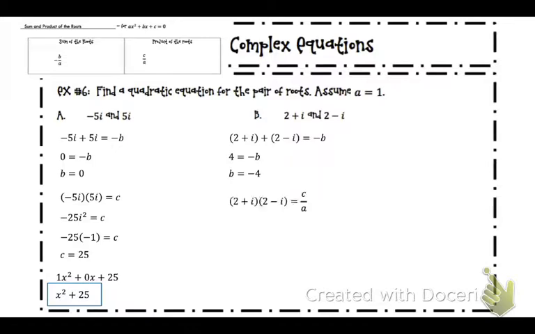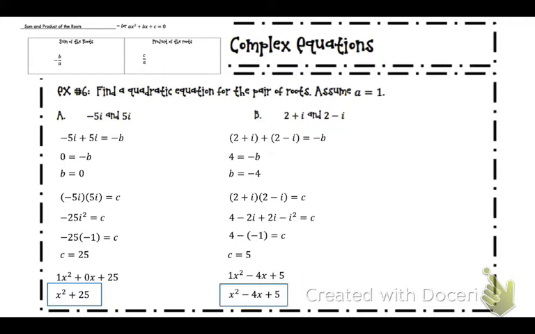Okay, now we're going to do the product. So the product equals c over a. a equals 1, so that just equals c. You can multiply that out using distribution, and then those two i's cancel. i squared is negative 1, so that becomes 4 minus negative 1, which is 5. So c equals 5, b equals negative 4. And if you write this equation, that's 1x squared minus 4x plus 5, which is the same thing as x squared minus 4x plus 5.